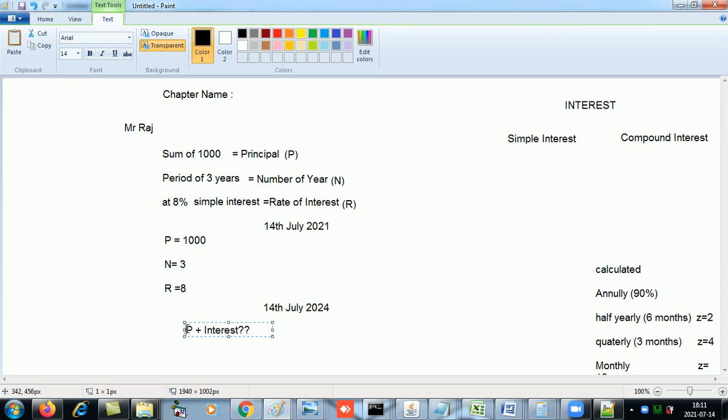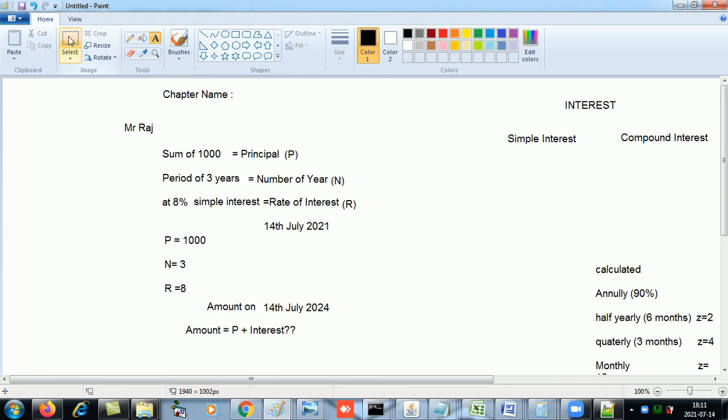This is called the amount. Amount is the summation of principal with the interest which is being added. So we have to now calculate what will be the amount he will receive on 14th of July. Now in simple interest, the interest which is added every year is fixed, is the same.